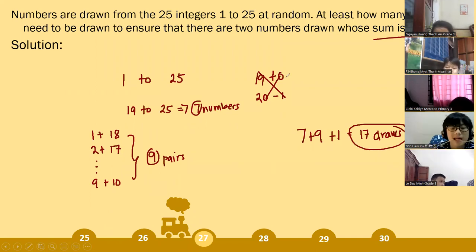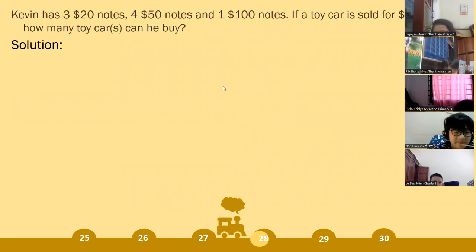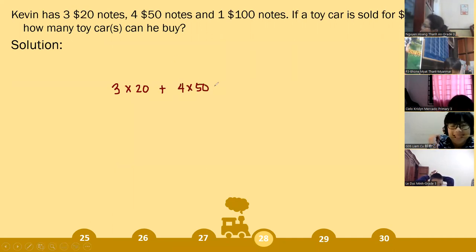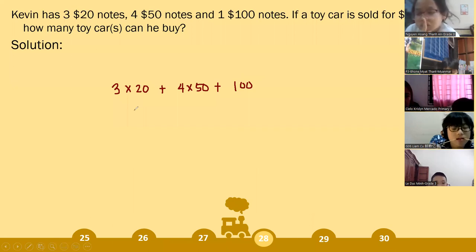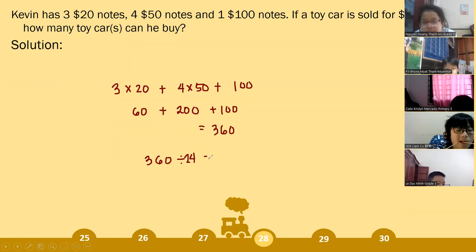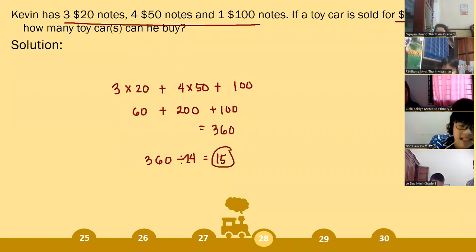Very good. All right, next. We're almost done. Kevin has three $20 notes, so that's 3 times 20, and 4 $50 notes, so that's 4 times 50, and then 100. So you have 60 plus 200 plus 100, you'll get 360. And then 360 divided by 24 is 15. So the technique is you need to solve for the total money and then divide it by 24.